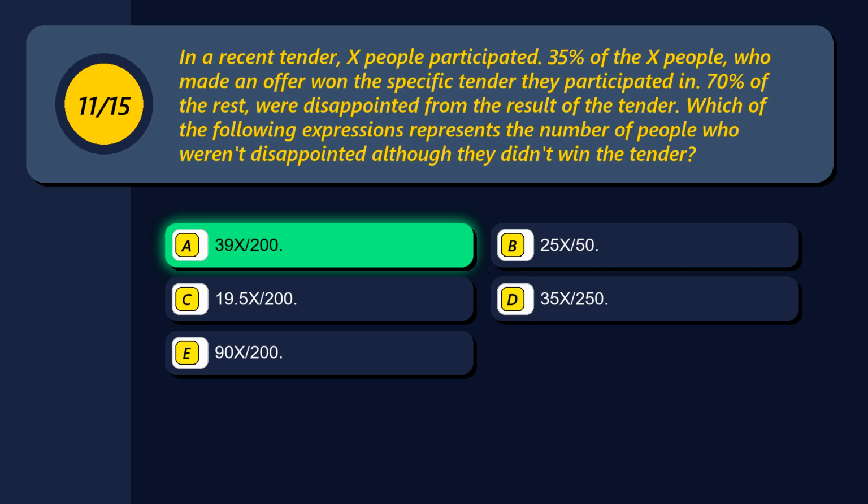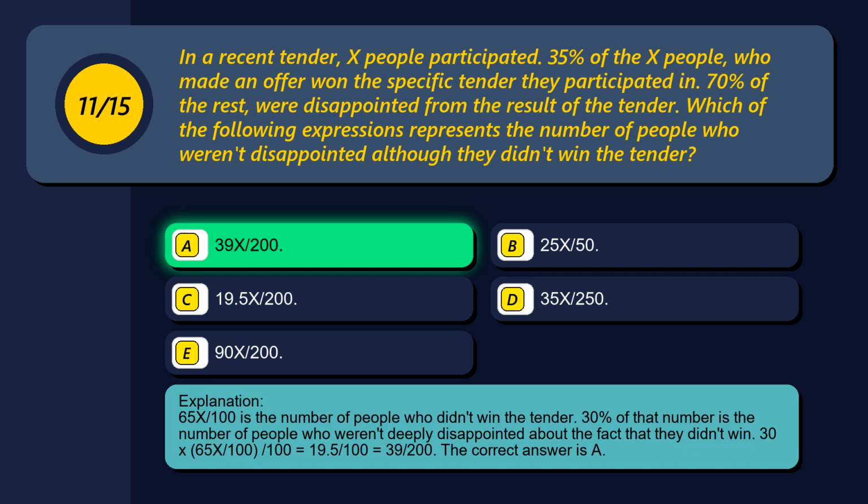The correct answer is option A, 39x/200. 65x/100 is the number of people who didn't win the tender. 30% of that number is the number of people who weren't deeply disappointed about the fact that they didn't win. 30/100 times 65x/100 equals 19.5x/100 equals 39x/200. The correct answer is A.